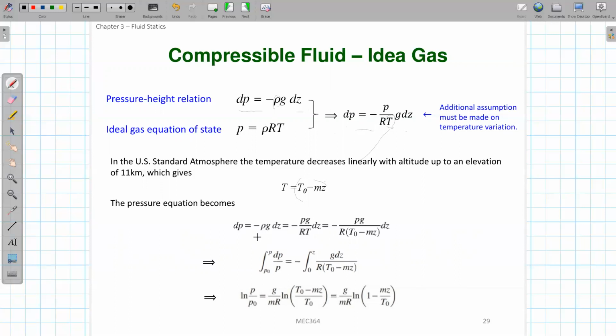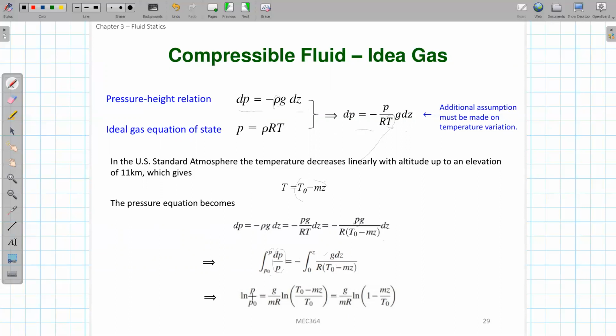So basically you will get dP equal to this value, and you divide by P on both sides. You make the left hand side only a function of P and the right hand side only a function of Z. And now you integrate on both sides from sea level to some altitude Z, and assume that the pressure at that altitude is P. This is what we want to solve. For this one over P, you get ln. You get this result on both sides.